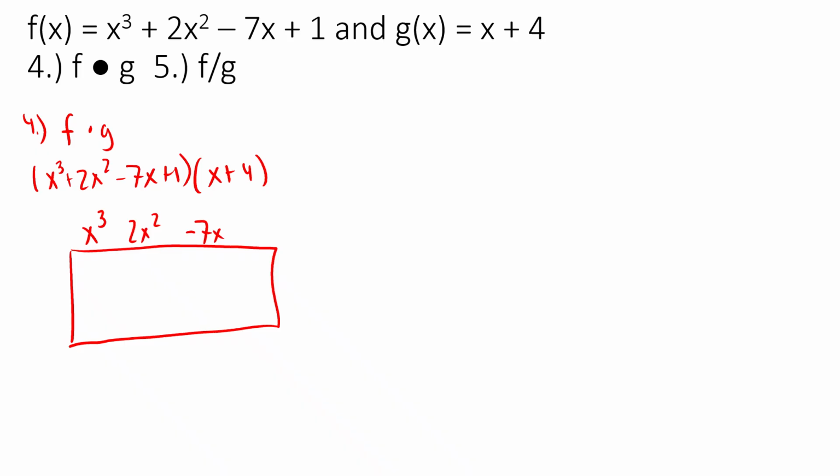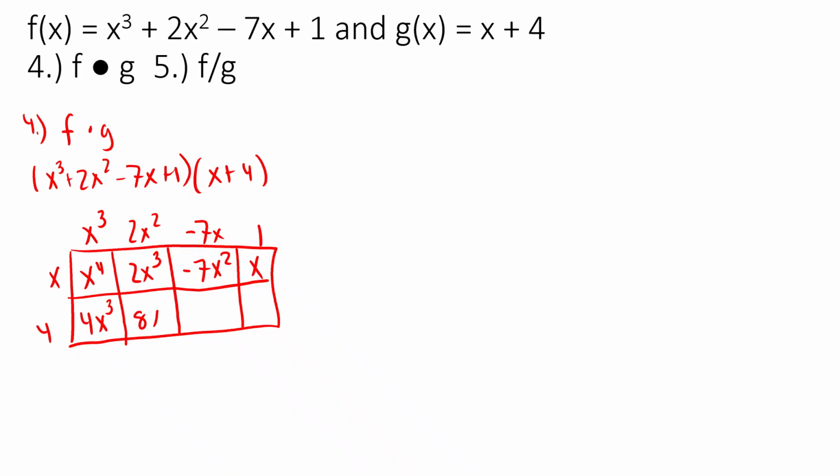Okay, so we're going to write that out. And then we have x plus 4. It is a nice compact way. You're not going to miss any of your multiplications. So x times x to the third is x to the fourth. This will be 2x to the third minus 7x squared plus x. Here we have 4x to the third plus 8x squared minus 28x plus 4.